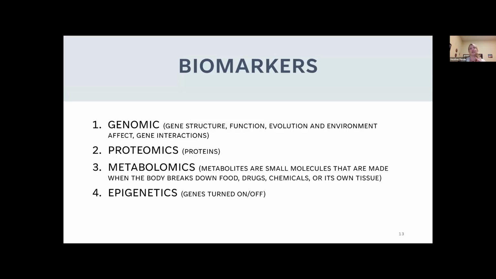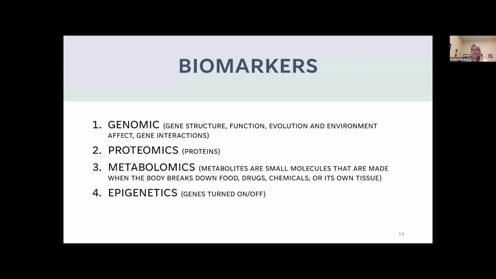And so it may not be the collagen, the gene for the manufacture of the collagen, that's the problem. It could be the gene that codes for the protein that's important in the process along the way of triggering something to happen to make the collagen, if that makes sense. And so the different proteins can have issues. And then metabolomics, which is metabolites or small molecules that are made when the body breaks down food, drugs, chemicals, or even in breaking down its own tissue. And there is a little bit of research that's come out in that realm, which is exciting. I'll talk about it in a minute.